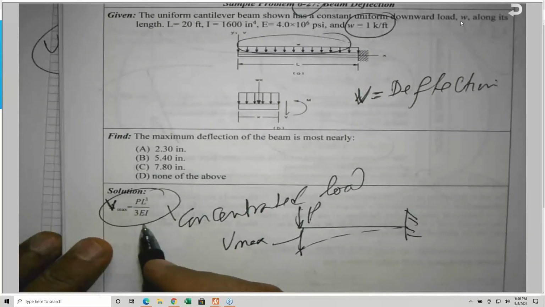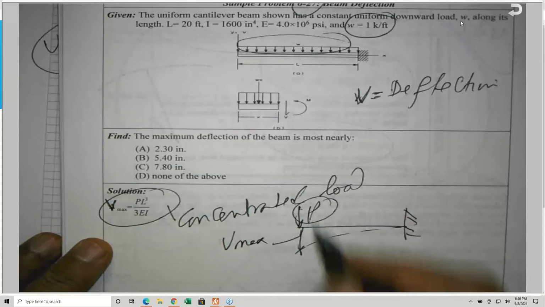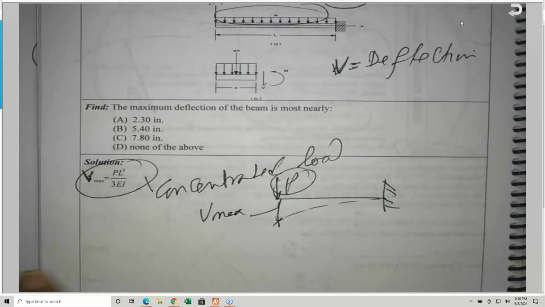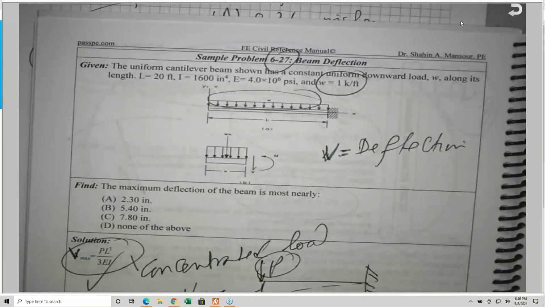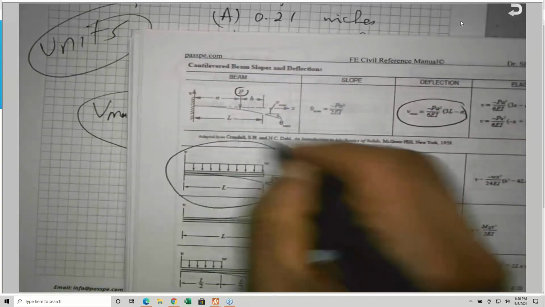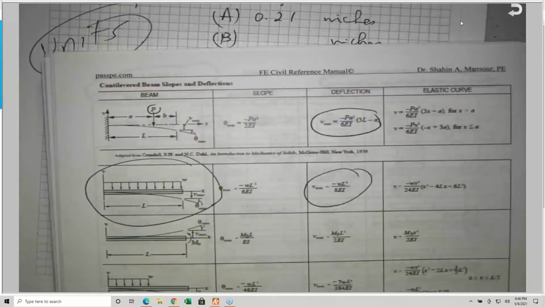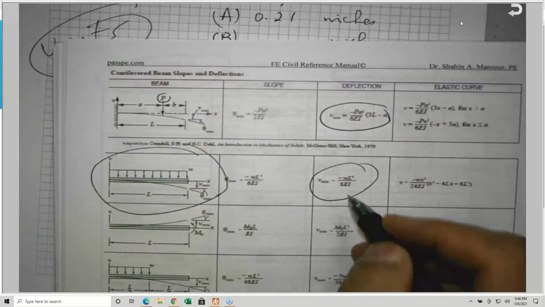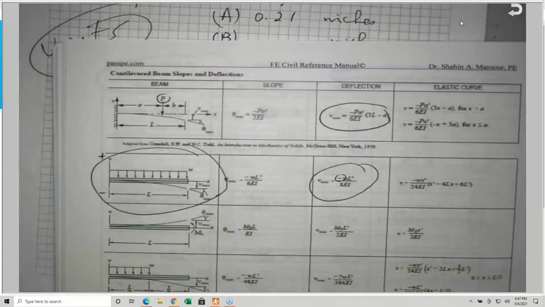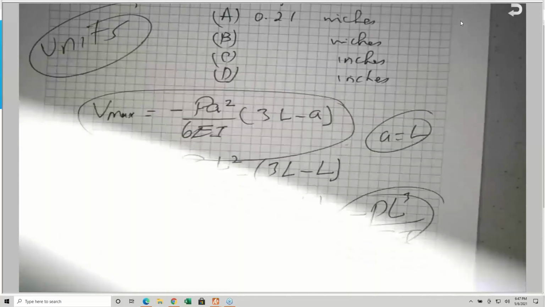So this is V equal to P L cubed over 3 EI. This is for the cantilever beam carrying a concentrated load at the free end. Okay, but this is a distributed load. Do we have a case like this? Yes, we do. Deflection is equal to W L to the 4 divided by 8 EI, with the negative sign, as I told you, because this is positive and this is negative. It's just coming down. It's just a matter of sign convention.